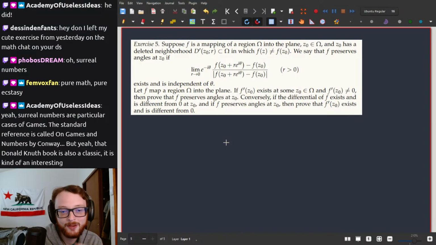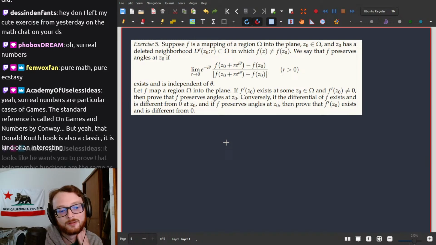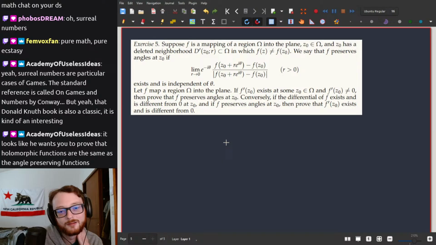So we're making a circle around z naught. It shouldn't matter what angle we're coming from. If we make that circle very small, I have a hard time interpreting what the limit is actually saying.